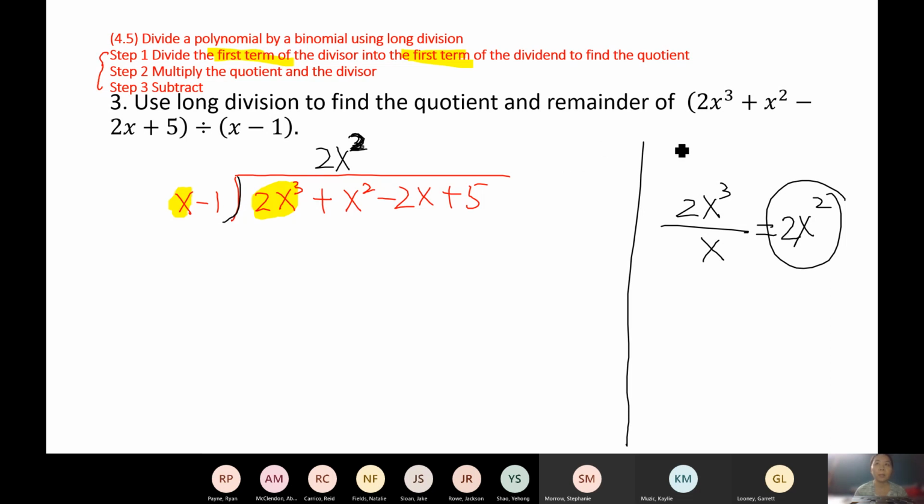So you're just going to divide x into 2x cubed. And usually we divide them vertically. That way it's easier to see. Okay, now the second step is multiply.